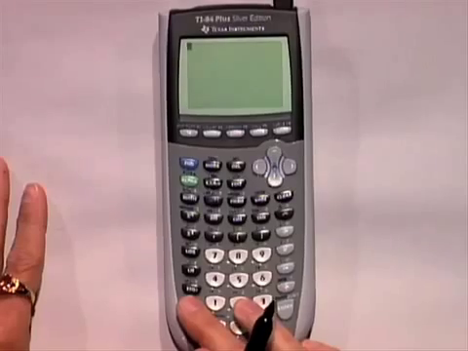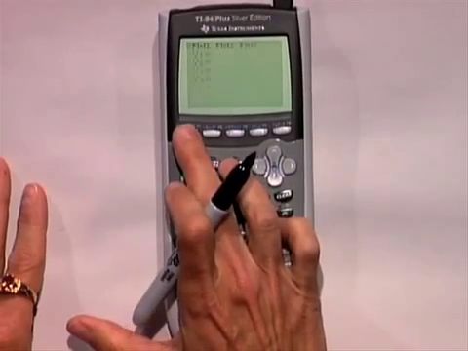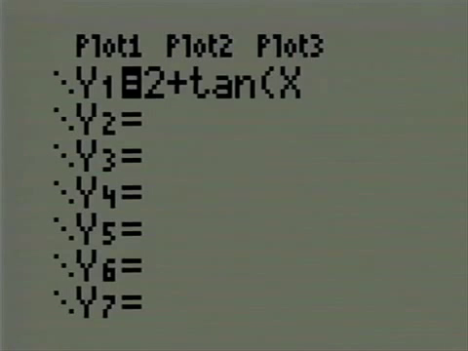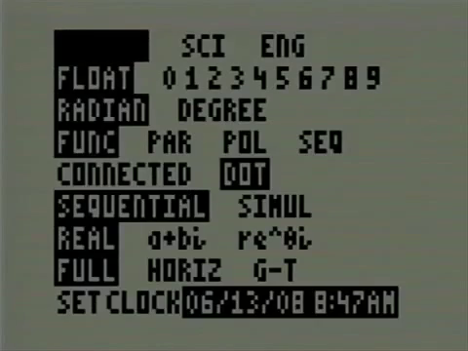It might be interesting to see how this one looks on a graphing calculator. So, if we look at a graphing calculator, what we'll want to do is go to y equals, and we'll want to enter 2 plus tangent x. And there's a couple of mode options you want to think about when you're graphing. So I'm going to look at mode. In this particular one, I want to make sure I'm in radian mode.